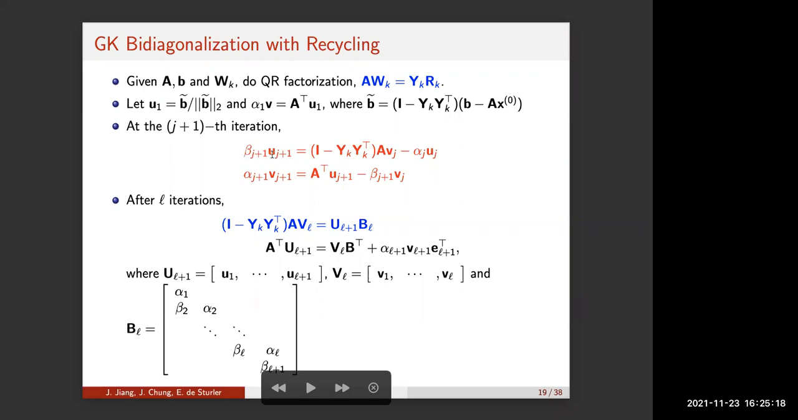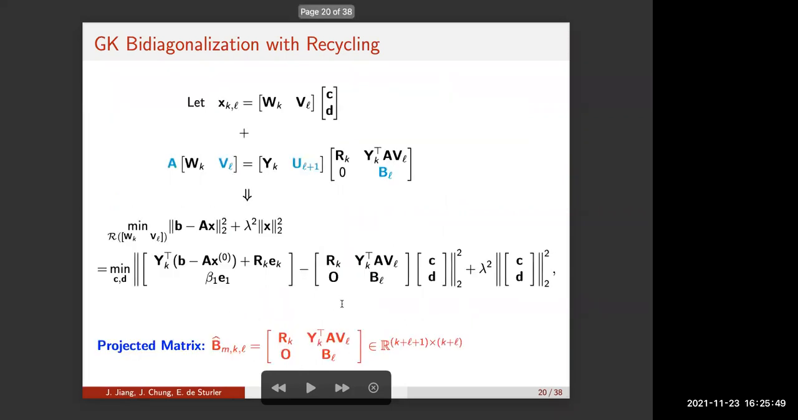So here, by these two equations, we can see all the iterative process is related to changing the solution space WK. And then at the L-th iteration, we can get an equation like this. We can also form the projected matrix. BL is also bidiagonal, but for the whole process, the projected matrix is not bidiagonal again, but it's upper triangular.